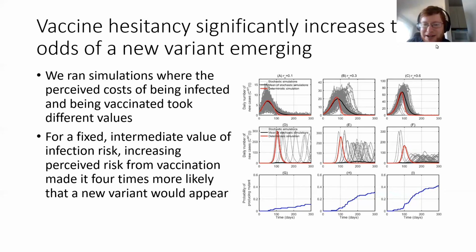So in these graphs, each one of these lighter gray traces corresponds to one run of the semi-stochastic model. On the top, you've got the daily number of new wild type cases. I mean, the wild type always exists, so there's no emergence there. And then the middle row, you've got the daily number of new cases from the mutant lineage, lineage number two, the one that doesn't exist at the beginning but could emerge.